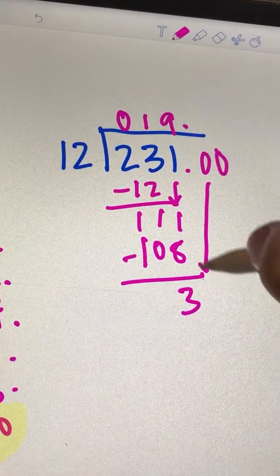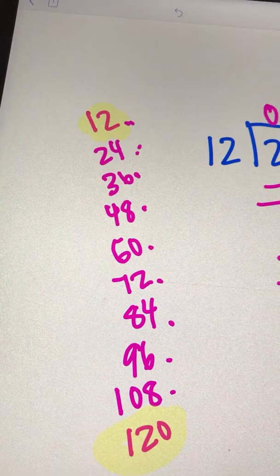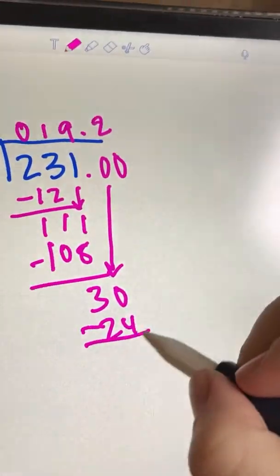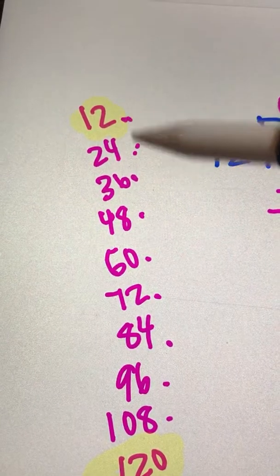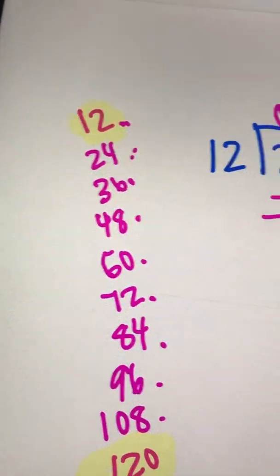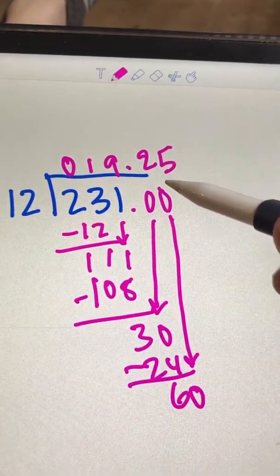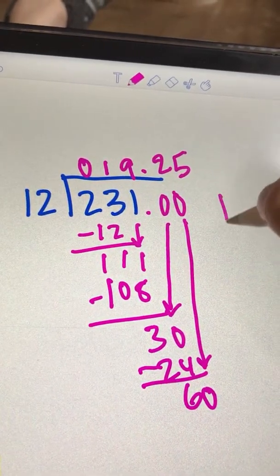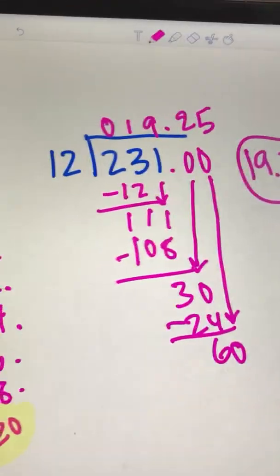So I'm going to bring down that 0, and now I look over at my multiples. 1, 2. 2 times 12 is 24. Subtract is 6. Bring down is 60. Oh, hey, check that out. 12 times 5 is 60. So I'm done at 19.25. Or if my answer said to round to the nearest 10th, I could go ahead and do that, and I could round to 19.3. Okay, so that was with the 12s.